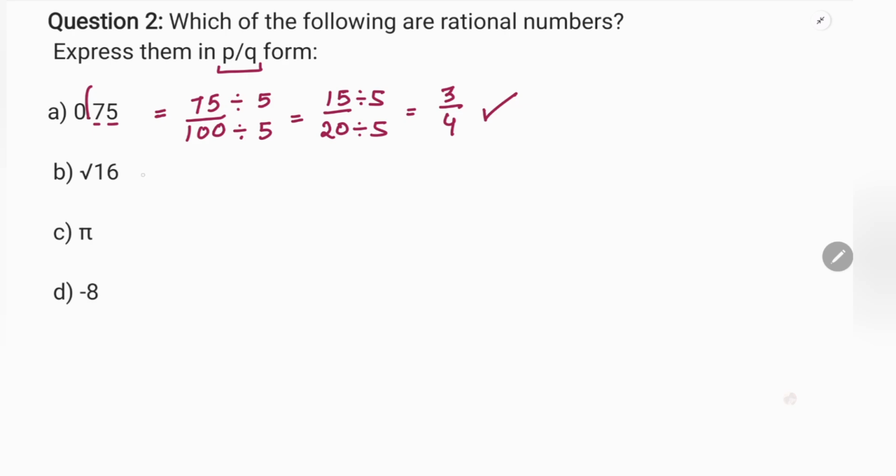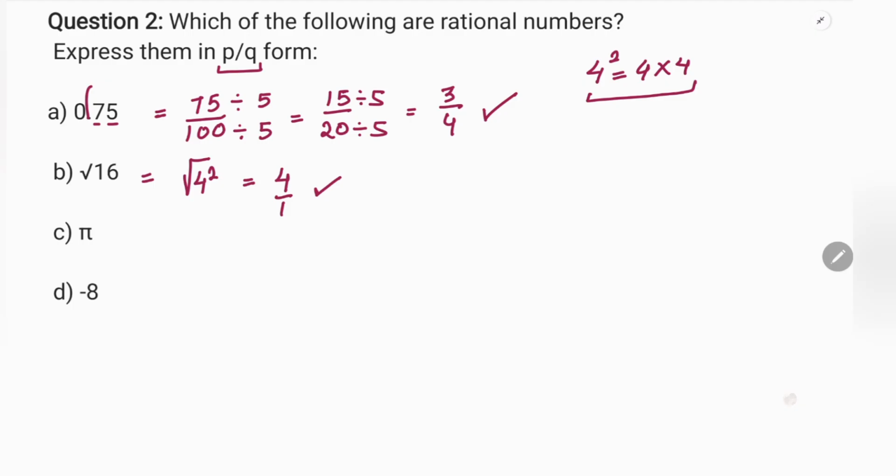Then we have under root 16. What is under root 16? 16 is 4 square. Powers we will learn further, but I can just tell you here that 4 square is 4 times 4. So 16 can be written as 4 square, and then under root of 4 square is 4. Square roots and exponents we will learn further, but here just so you know, under root of 4 square is 4, and 4 can be written as 4 by 1. So we represented this in p by q form, right?